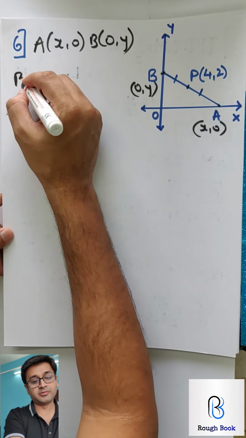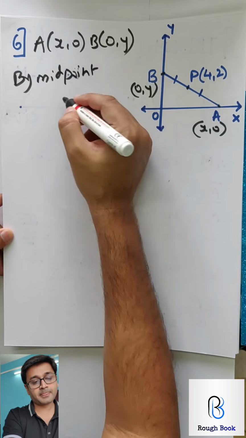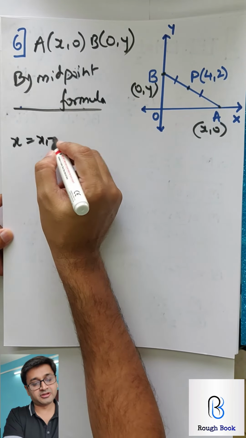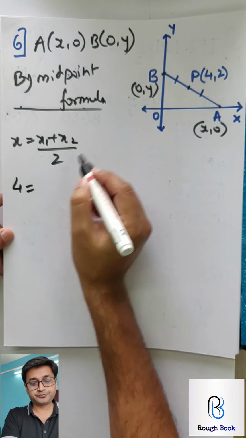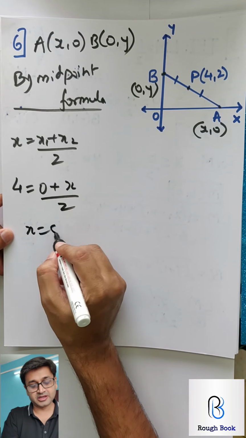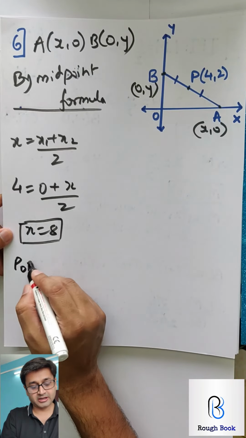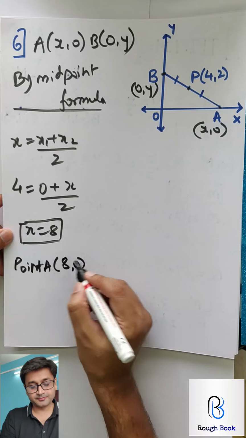Now apply the midpoint formula. So by midpoint formula, what will I get? Write the formula first, so you never go wrong. X is 4, x1 is 0, x2 is x, by 2, so x becomes 8. If x is 8, I have got my point A already, so point A becomes 8 comma 0.